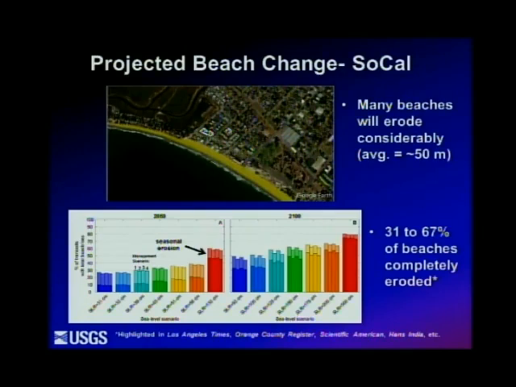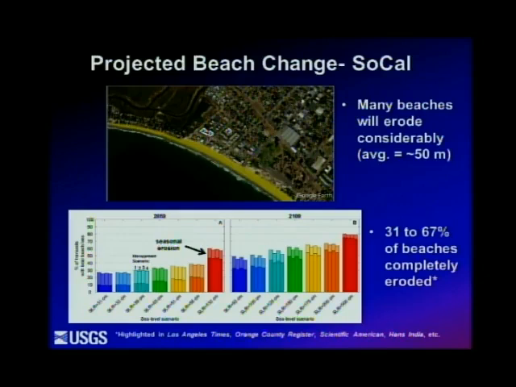And in and of itself, this is not that big of a deal if these beaches have places to go, but in many cases, they obviously do not. And so the bottom panel here shows the percent of beaches that will be completely eroded and effectively drowned by 2100, given different sea level rise and management scenarios.